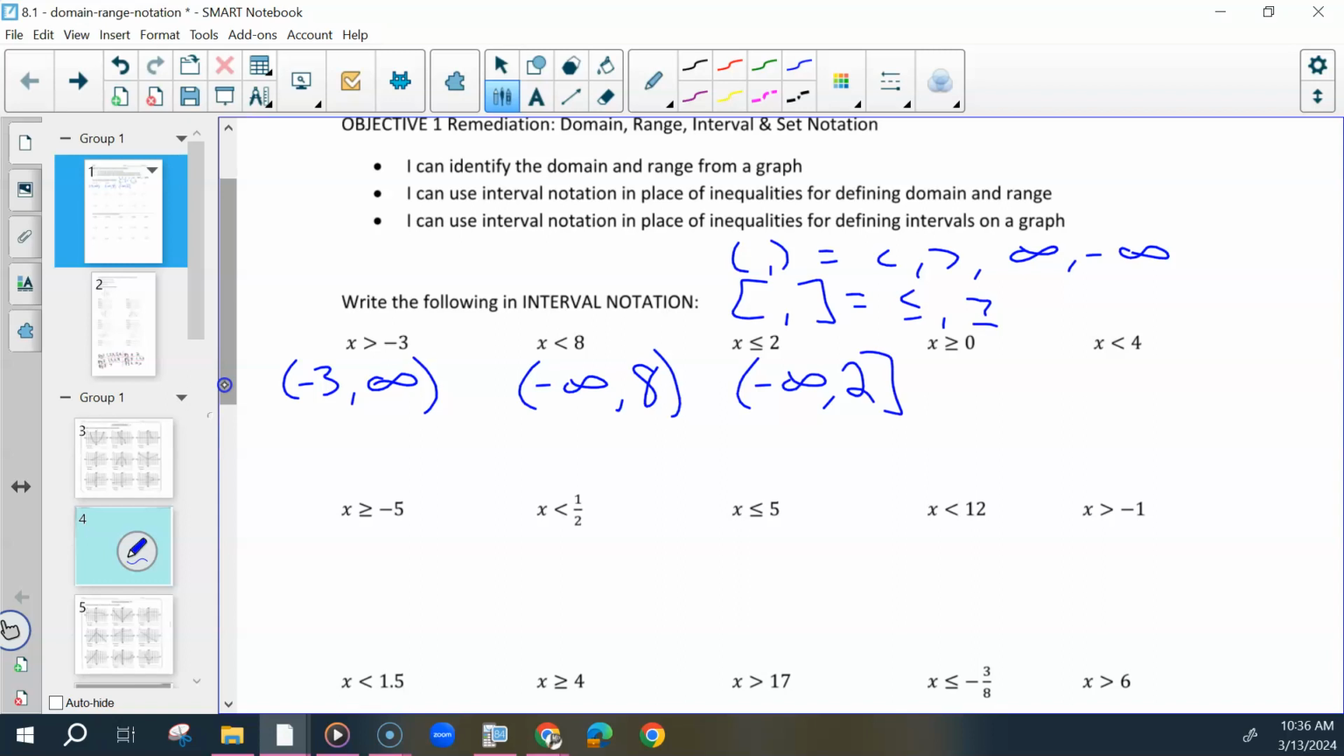So then how would we write the next one? We can start at 0 with a square bracket, and end at infinity, because of the equal sign. So anytime we have the equal sign, we're going to use that square bracket. Okay. Pick any others from this that we want to go over before we jump to the bottom section.